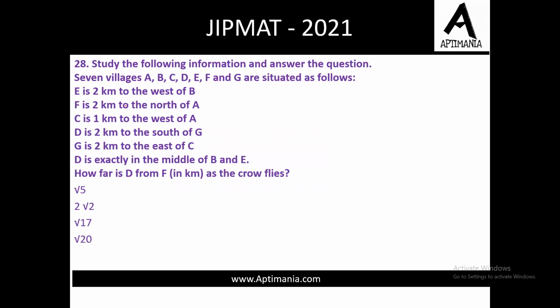Okay, next question. Based on direction sense, there are 7 villages. E is 2 km west of B. So मैं E को यहाँ बना लेता हूँ। Now E is 2 km west of B. तो B को यहाँ मान लेते हैं। The distance between E and B is 2 km. Next is F is 2 km north of A. अभी हम इसको रिलेट नहीं कर सकते E और B से, तो इसको अभी यूज नहीं करते हैं। Right?